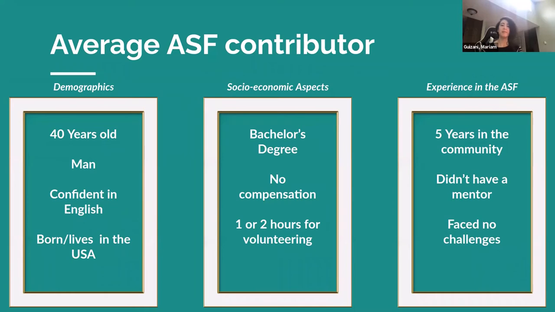So looking back at when we looked at this data and these surveys, we looked at what is our average ASF contributor? What's the average profile of contributors? And this is where D&I also comes up a little more. It's mainly a 40-year-old man who's confident in English, born and lives in the US, has a bachelor degree, is volunteering, so no compensation, has approximately 1 to 2 hours for volunteering, has been in the community for 5 years, did not have a mentor, and faced no challenges. And this really brings up a little bit more the question of diversifying and having a diverse community and how important lowering the barrier is to make that happen.